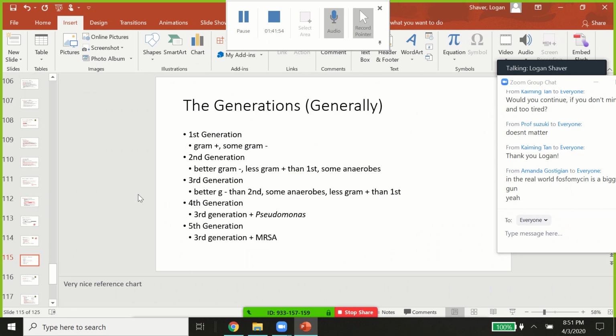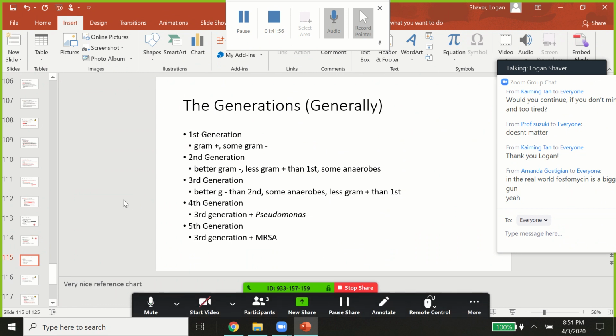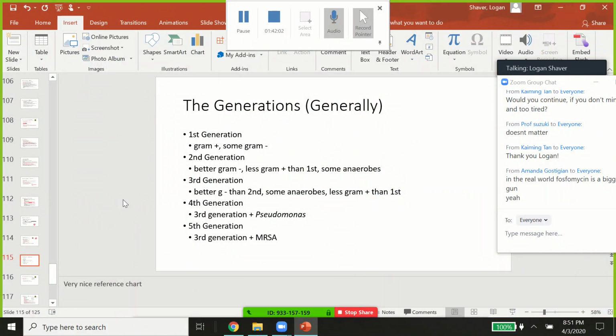This one I left in here just because I thought it was a good reference slide, and honestly I feel like I would have pretty good use of this now. It's a very good reference slide, because every now and then you're like, man, what did that third generation do? Like ceftriaxone or whatever. I remember what generation it's in, but I don't remember exactly what else it covers. So this would be a nice little reference slide.